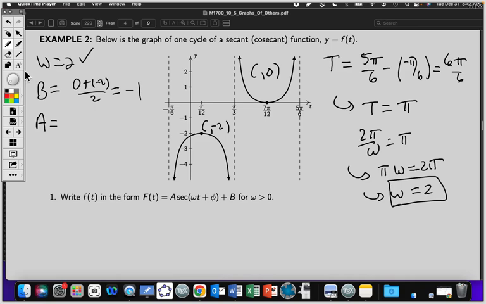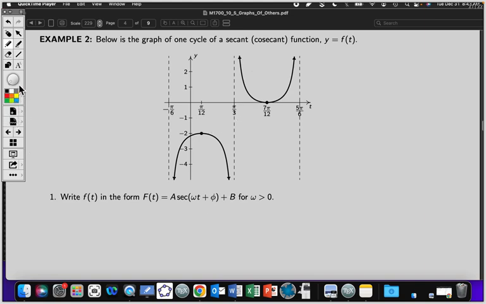And as far as my amplitude, well, I know that the absolute value of A is going to be the amplitude, and that's going to be the gap between the baseline and these points, so that's going to be 1. And once again, do we have a positive 1 or negative 1? That could depend on how we set all of this up, right? So these are the things that are going to be common to both the secant and the cosecant representations. So let's start working on the secant. So I'm just going to record this up here for posterity. Okay, so let's work on the secant.